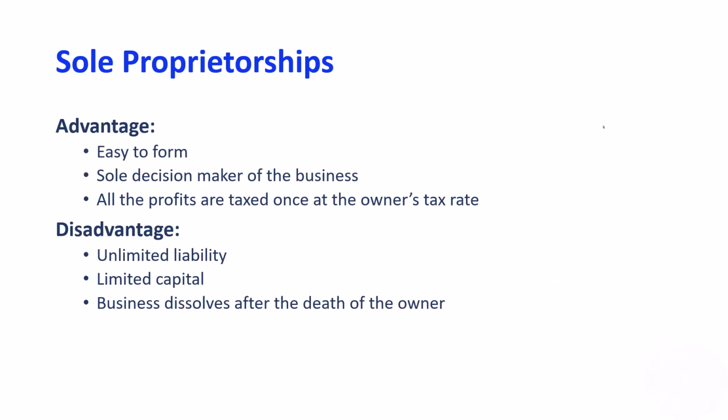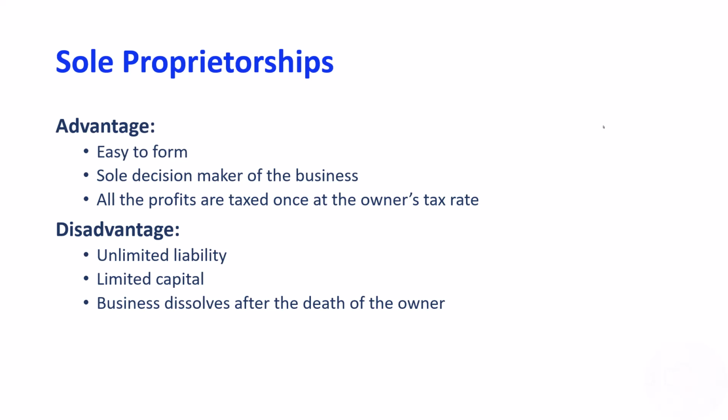The advantages of a sole proprietorship is that it's very easy to form. There aren't many red tapes when it comes to forming a sole proprietorship type of business. And as the sole proprietor, you are the sole decision maker of the business. So you don't have to get permission from your shareholders or from regulators or so on and so forth. So you're the sole decision maker of the business, which makes the decision making more efficient and faster. And of course, all the profits are going to be taxed at your own tax rate, your own personal tax rate.